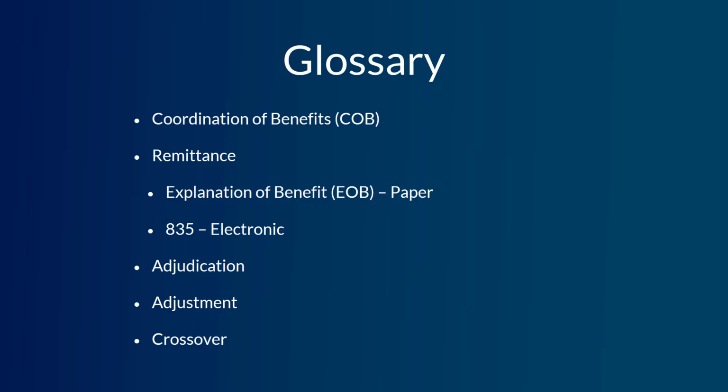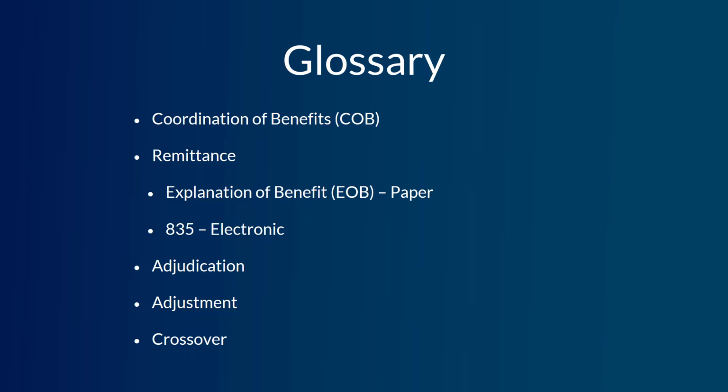When we talk about remittances, we're talking about payment information. Now, remittances are typically sent in one of 2 different methods. The first one listed, explanation of benefit, or EOB, when we use that term throughout this webinar, this is indicating a paper explanation of benefit or a paper remittance. So this is the one that comes through the mail and gives you all of that information about what has been paid and what has not been paid. The electronic version of that is called the 835. So whenever we use 835 throughout this webinar, it is indicating the electronic version specifically.